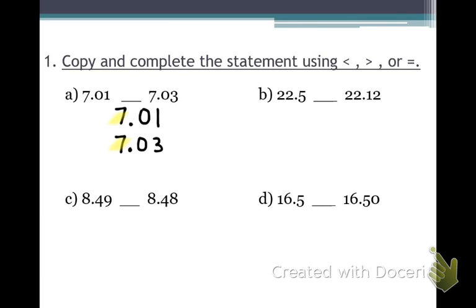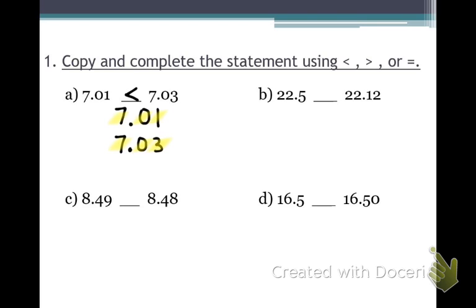Next up, I'm going to look at the tenths place. I've got a 0 and a 0. Once again, it's exactly the same number. So now I have to go to the next number, the one that's in the hundredths place, a 1 and a 3. As I look at that, I can clearly tell that a 3 is bigger than a 1. So we know that 7.01 is less than 7.03. Once again, remember that with this sign, the greater than sign, the part that opens up needs to go to the bigger number.